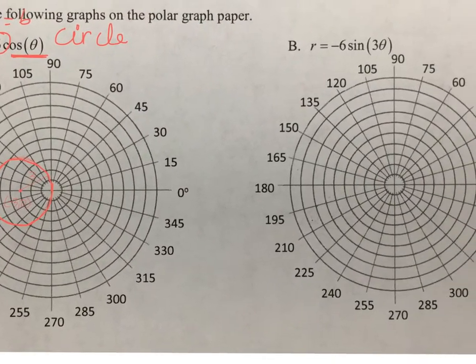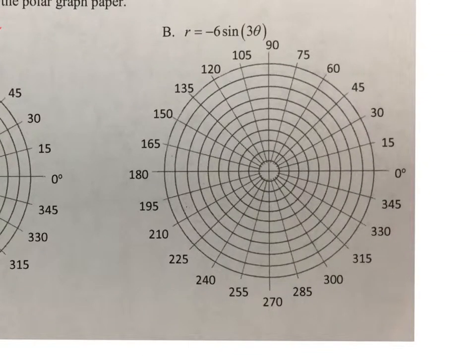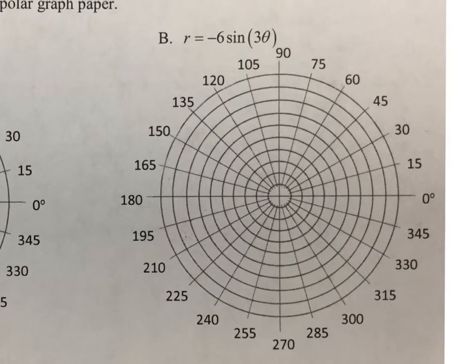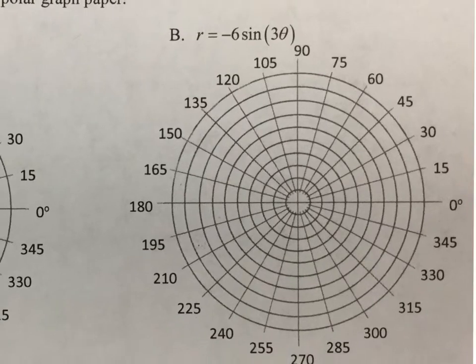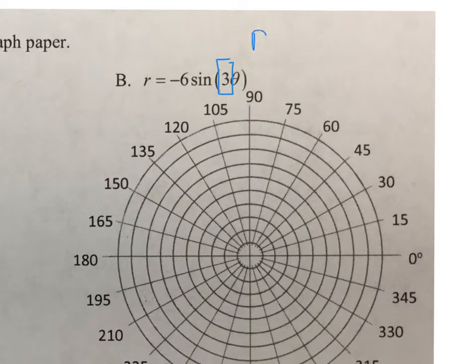Now this other one over here, -6 sine of 3 theta, is not a circle. We can tell this is not a circle because it has a number in front of the theta. They call these roses, so this is a rose graph. So we can talk about how many petals it has. For an odd number in front of theta, it has the same number of petals. So this rose will have 3 petals.